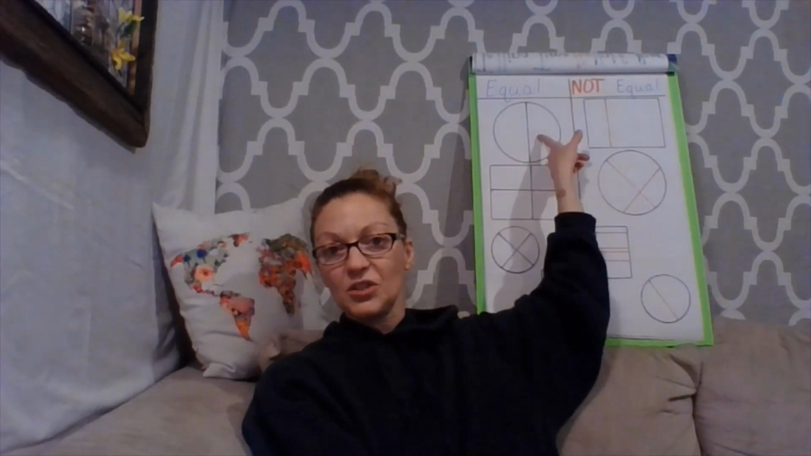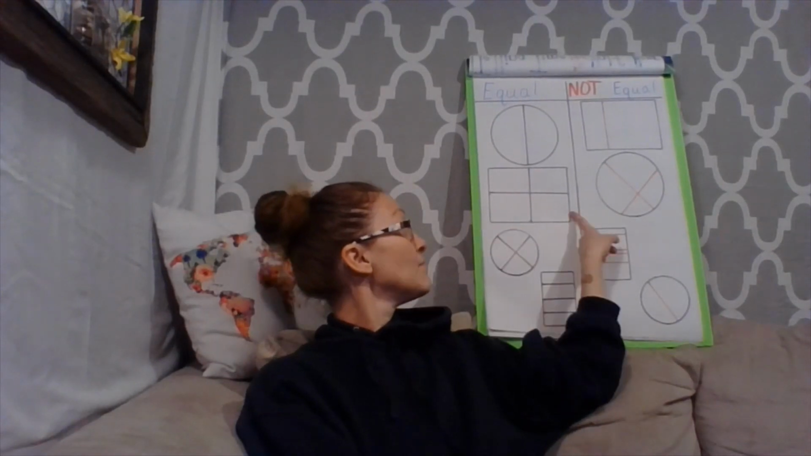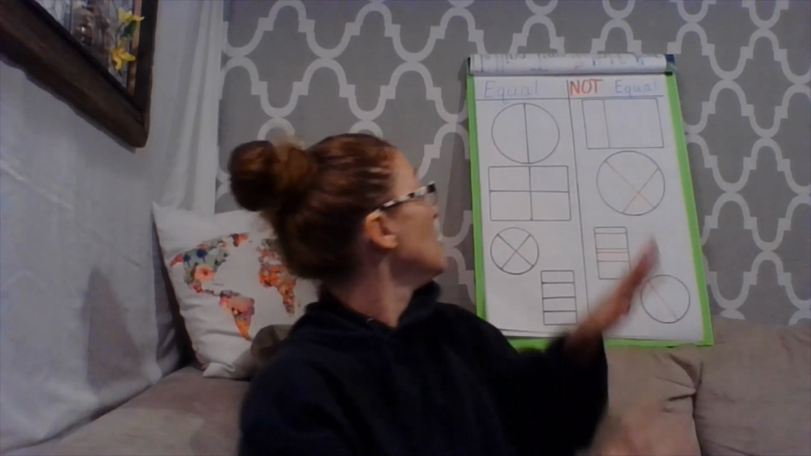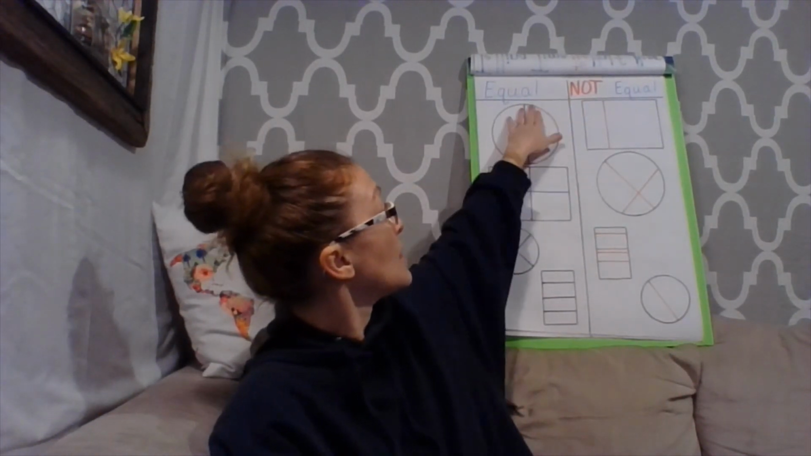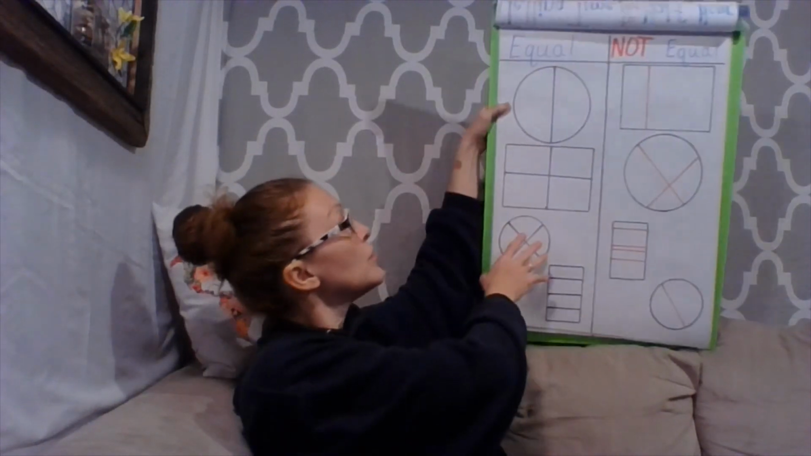So today we're going to be looking at shapes. What shape is this? Good. And what shape is this? Good. So we're going to be looking at circles and rectangles and whether we divided them into equal parts or unequal or not equal parts. All right, so let's look at this. This circle, let's move it close.